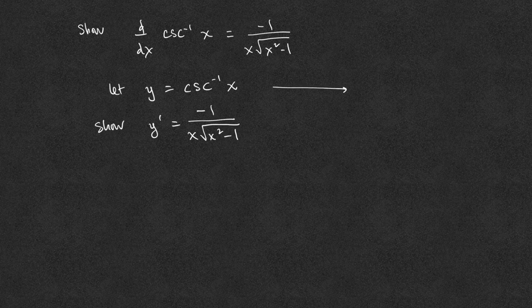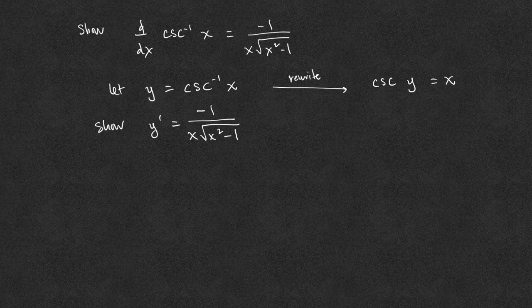Once we set y to be cosecant inverse of x, we can rewrite it. This is not the derivative, but the rewritten form of the function. Cosecant of y equals x, and then we differentiate with respect to x implicitly on the left-hand side.